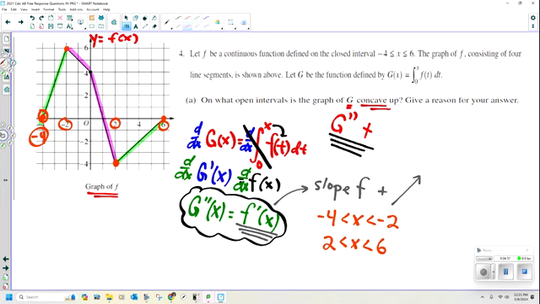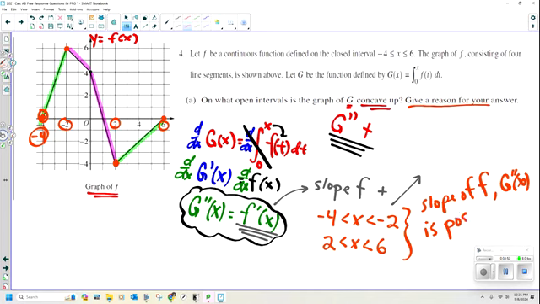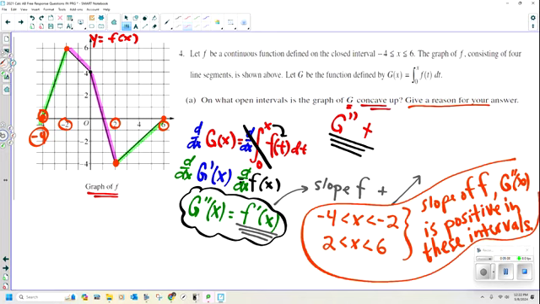Okay, but it says give a reason. Well, my reason is the slope of f, which is just g double prime of x, is positive on these intervals. There you go. There's my answer. Those are the two intervals. Explain, what's your reason? Well, the slope of f, which is the second derivative of g, is positive. The slope of f is positive in those two intervals. Done, good, that was great.